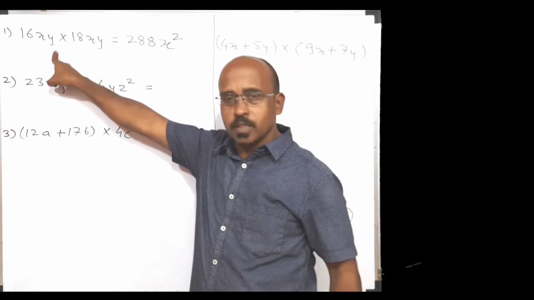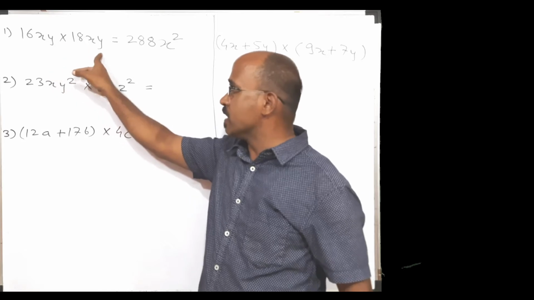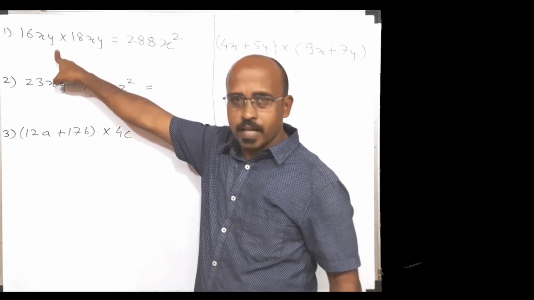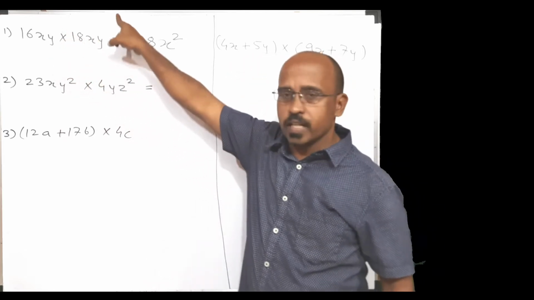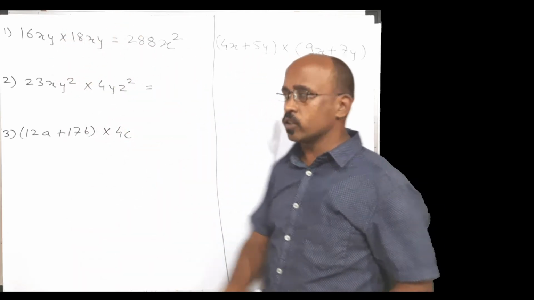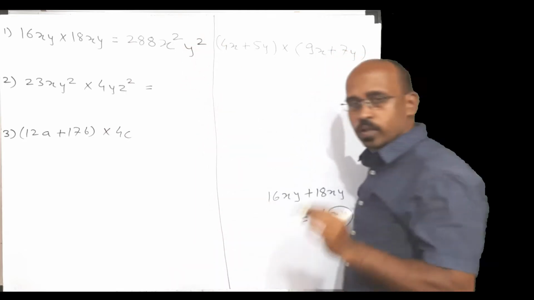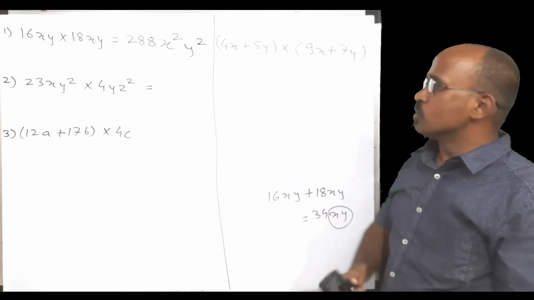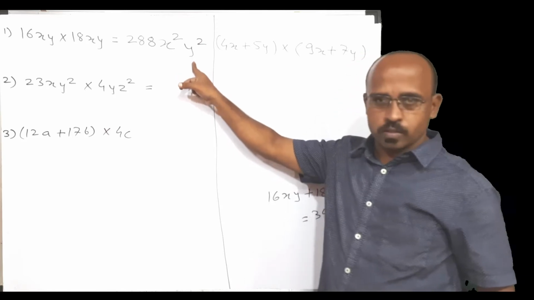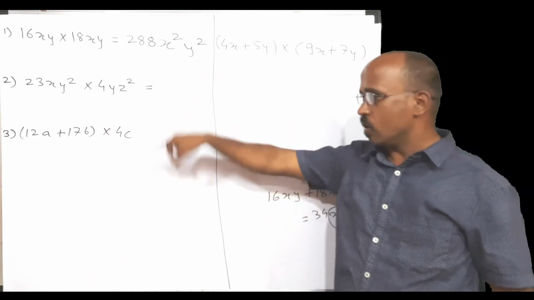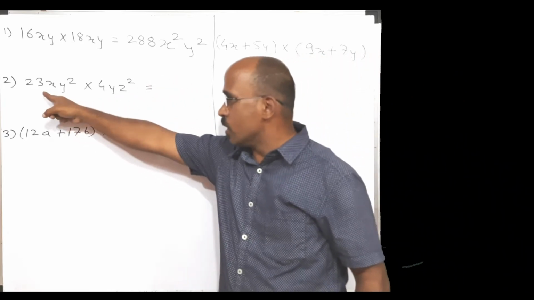Similarly, y is in the first term and also in the second term. So let's add the indices of y. Here the index of y is 1, and here also the index of y is 1. So the new index of y will be y raised to 1 plus 1, 2. Clear, friends? So 288x square y square is the only term. So this is our final answer. Okay, let us see the next example.